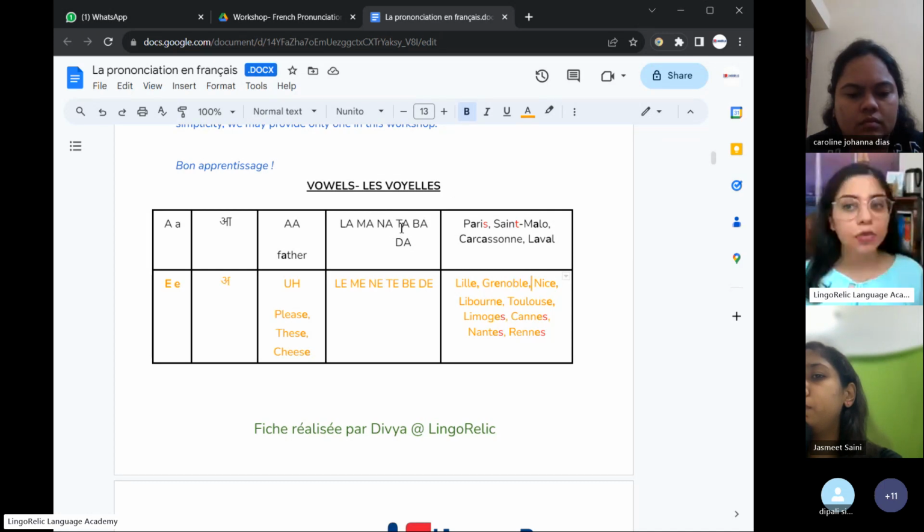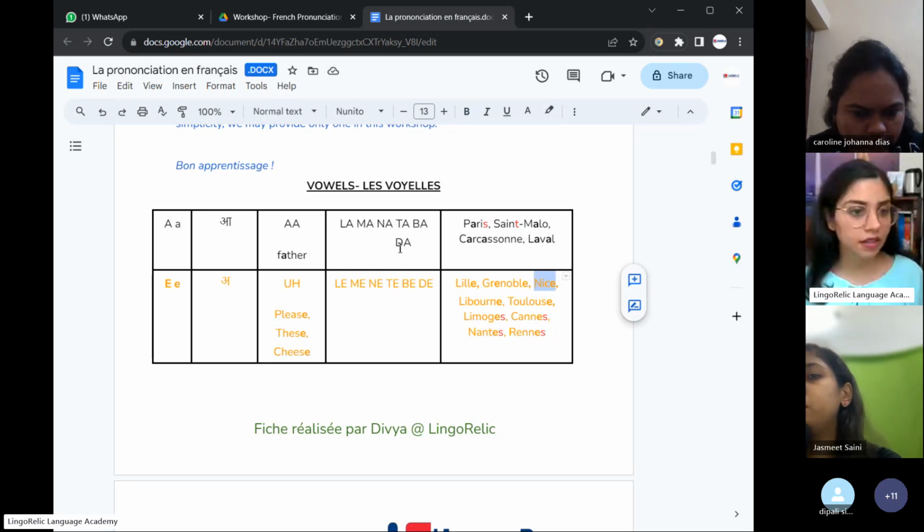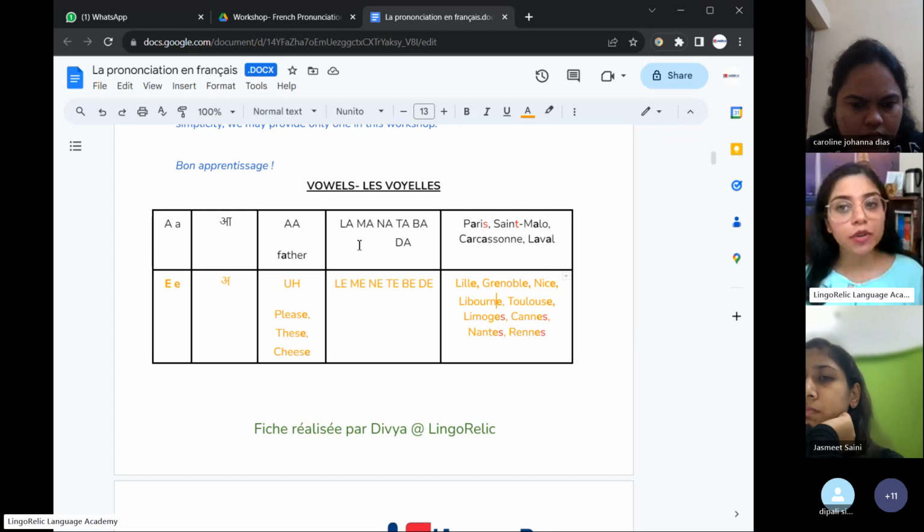Next one I'm going to pronounce, again, this one has an A. So I'm going to sound it as Nice. The I is the sound of E in French, so it's Nice. This one I'm going to pronounce as Libourne. First syllable is Li. Second syllable is bour. And third is ne. Libourne. Libourne. Right?